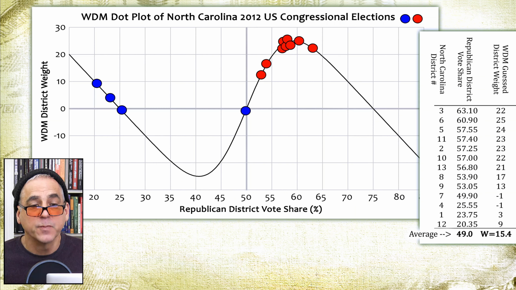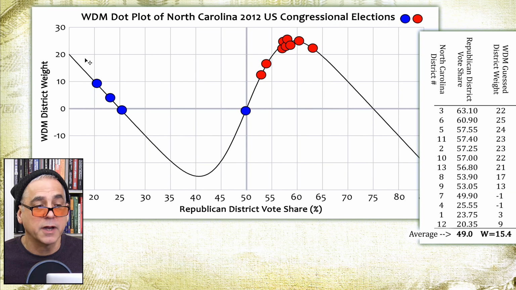And that's it. We have successfully created a dot plot of the 2012 U.S. congressional elections in North Carolina. We have weighted each district by how valuable it is to Republicans. Or, if we flip the graph upside down, we see how valuable each district is to Democrats. What does this tell us? Districts benefiting Democrats are given a negative weight down here. We see that no districts substantially benefit Democrats.